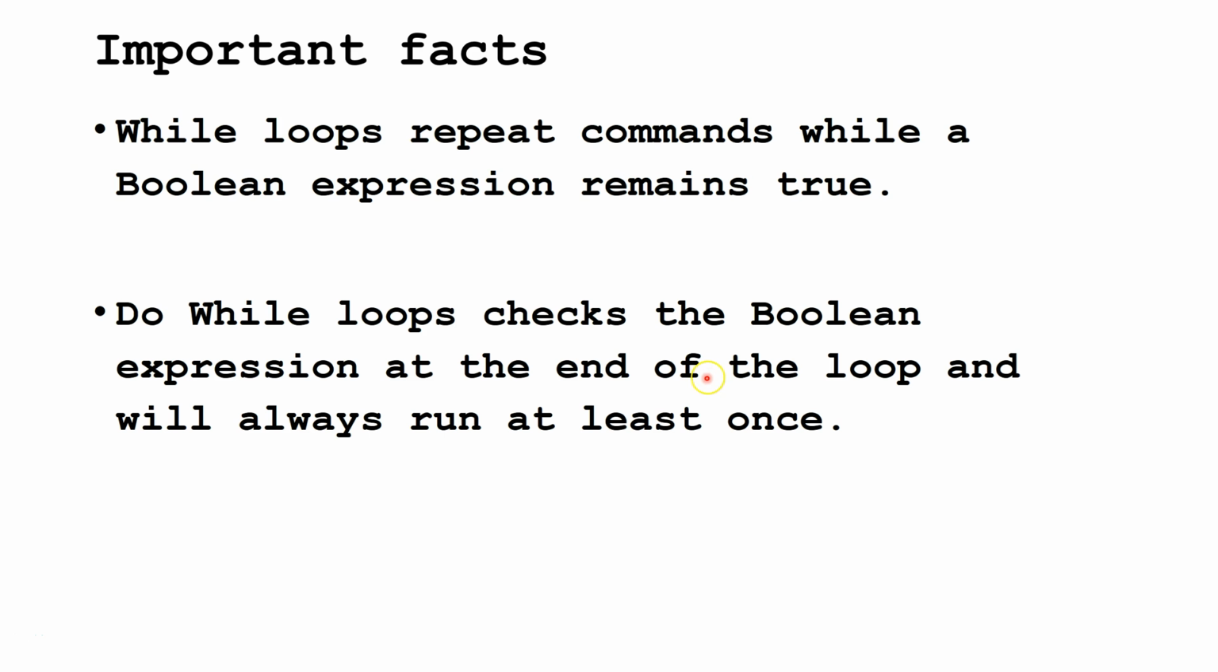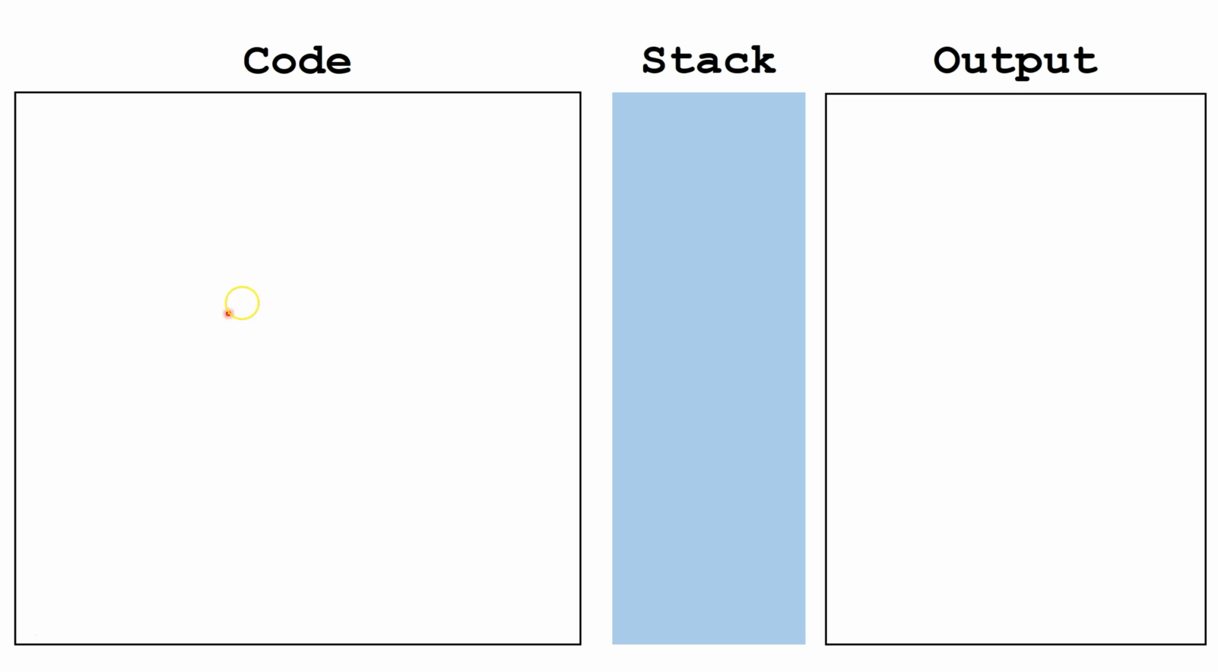Hello, in this Java tutorial we will learn about while loops and the similar do while loops. While loops repeat commands while a Boolean expression remains true. Do while loops check the Boolean expression at the end of the loop and will always run at least once. Let's look at a very simple while loop.